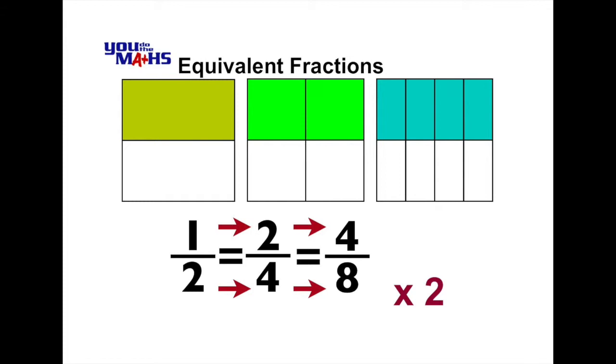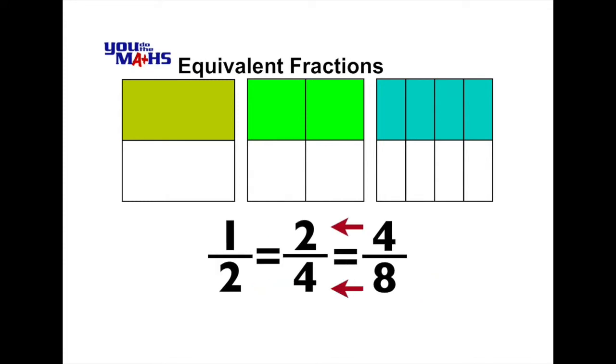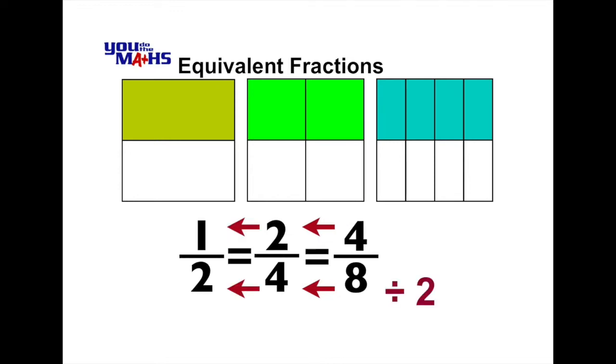Now let's have a look and see what happens when we go from right to left. We can see that when we go from 4 to 2 in the top line, we have to divide by 2, and likewise 8 divided by 2 gives us 4. We can repeat that process from the second fraction, dividing both the top and bottom line by 2, to get the 1/2, which is the first fraction.